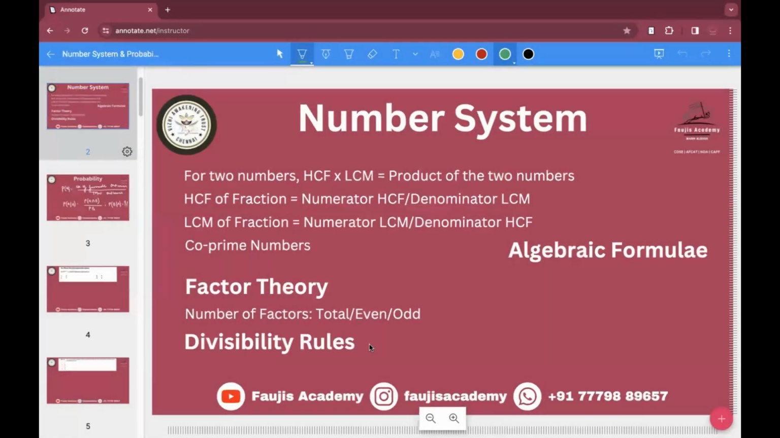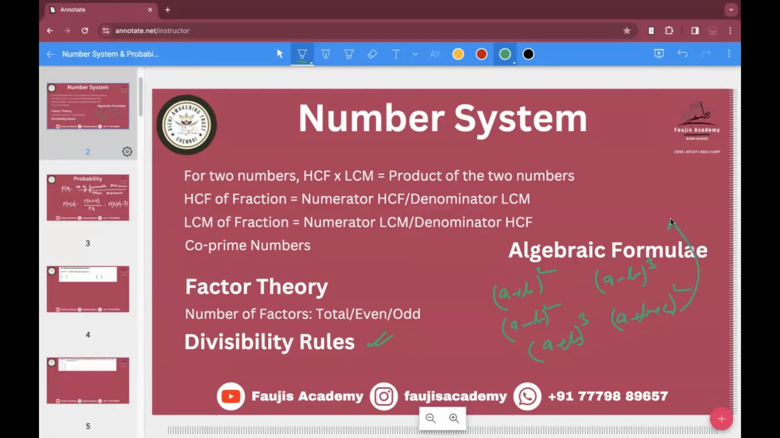Divisibility rule, please go and read by yourself. Algebraic formulas: A plus B, everybody knows what the square is. A minus B, what is the square of it? A plus B, what is the whole cube of it? Remember it, everybody knows it. It's in open sources. You do not want me to tell you, right, guys? Or do you want me to?